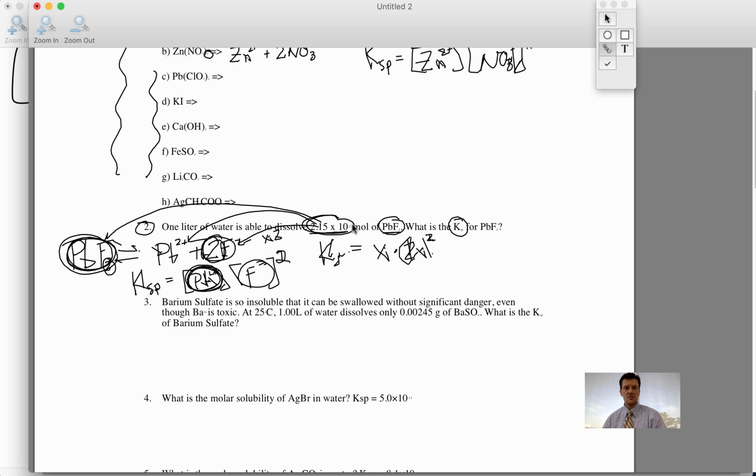Now you take this number right here and you put it in for X, and find out what your KSP is. Okay? Again, I apologize for it being so messy there. We will do some more problems like this in class. I just wanted to get started so that you could better understand a little bit about the solubility product. All right, nice job.